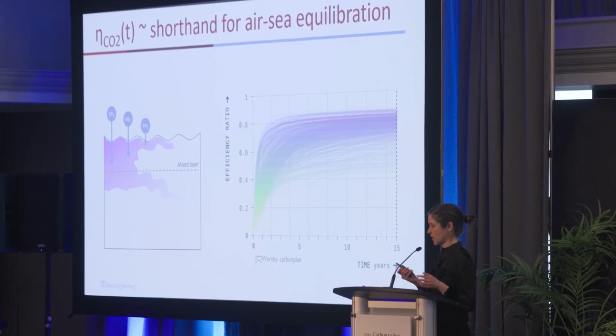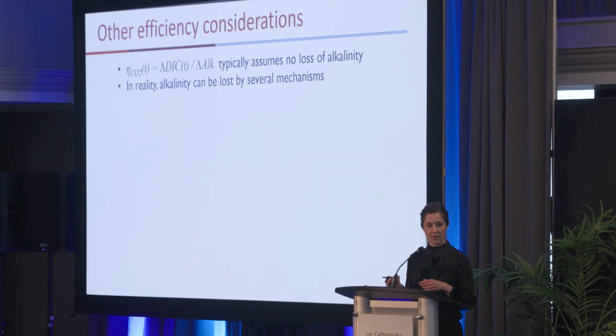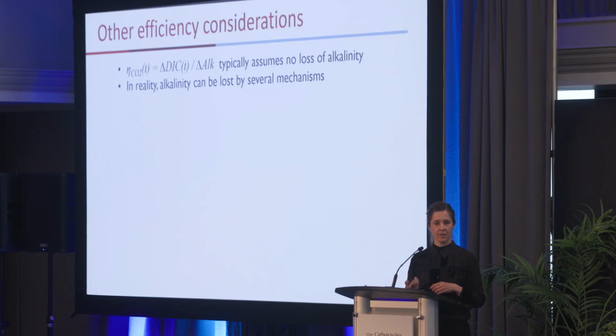So this is great. Global ocean and circulation models have shown us a lot, but there are other things to consider. Those approaches to efficiency typically assume no loss of alkalinity. In real world deployments with real alkalinity feedstocks, alkalinity can be lost by several mechanisms. So for most of this presentation, I'll just talk you through what those mechanisms are.